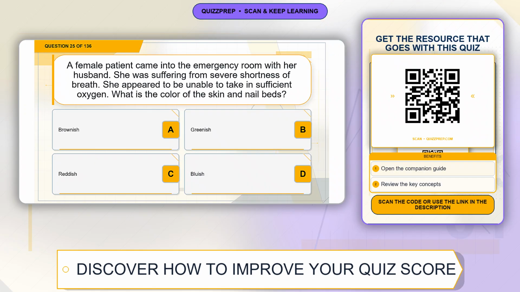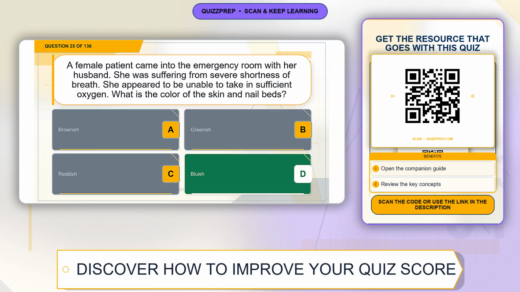Question 25. A female patient came into the emergency room with her husband. She was suffering from severe shortness of breath. She appeared to be unable to take in sufficient oxygen. What is the color of the skin and nail beds? Option A, brownish. Option B, greenish. Option C, reddish. Option D, bluish. The correct answer is option D, bluish.